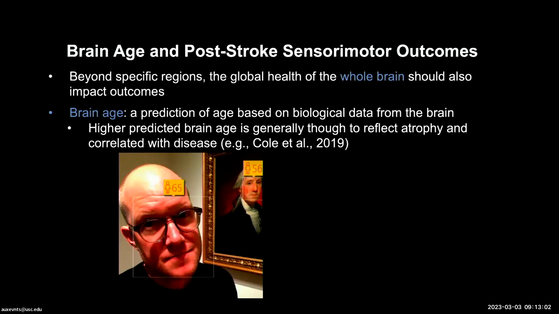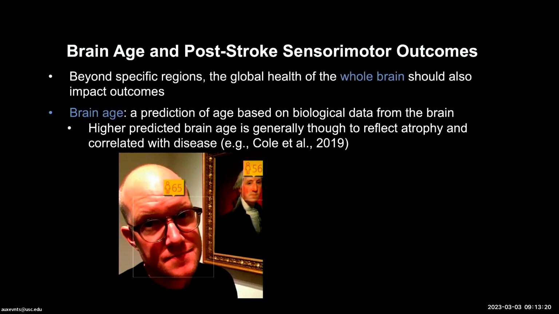So in this case, it predicts that this poor man is 65 years old, but George Washington is only 56, presumably because he has a few more wrinkles and a balder head. But the idea is that you can train machine learning algorithms to recognize and then predict outcomes. In this case, it's age.